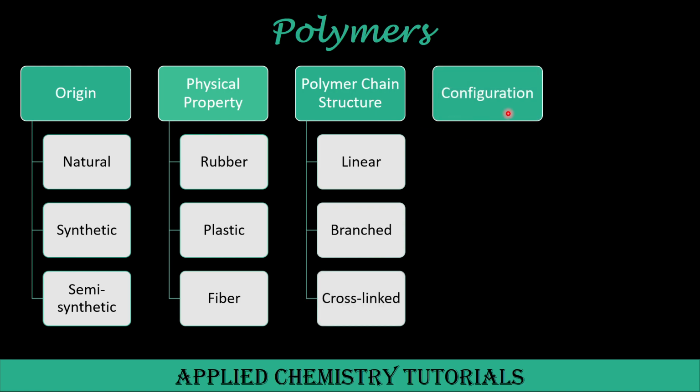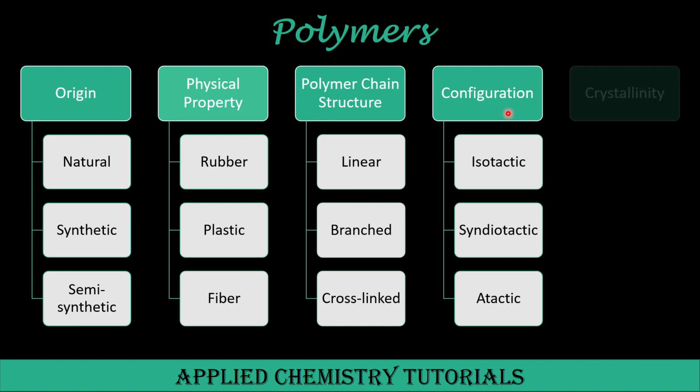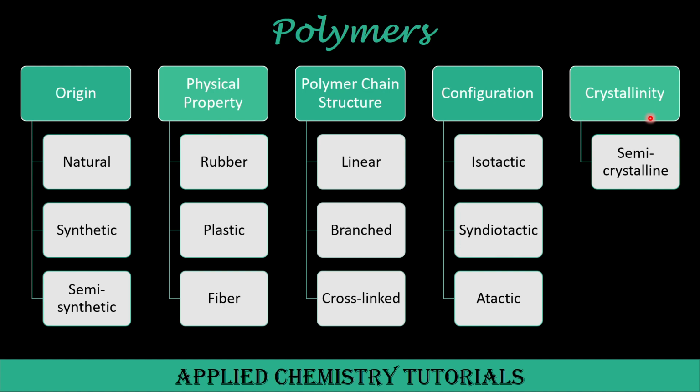Depending on the configuration, polymers can be isotactic, syndiotactic and atactic. Then finally, based on crystallinity, polymer can be semi-crystalline and amorphous. All these five categories we will discuss in this video.